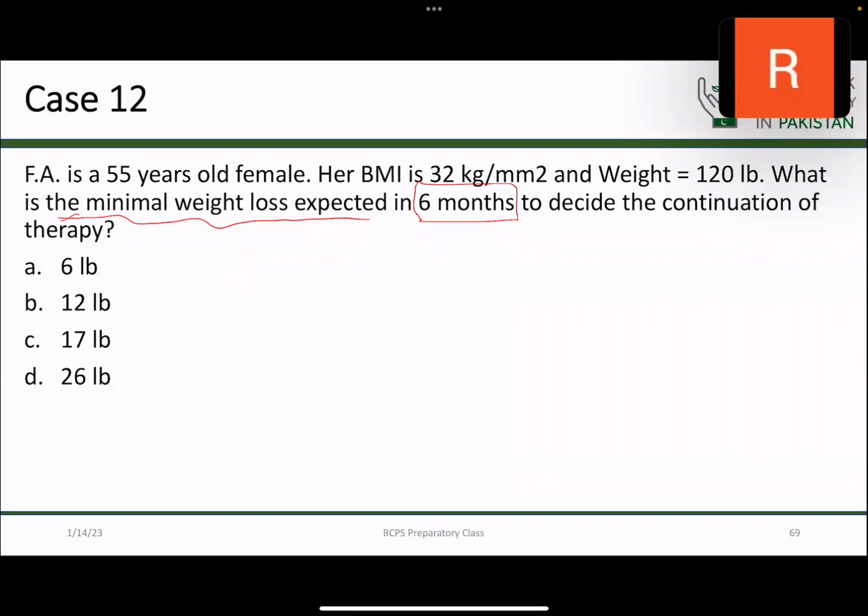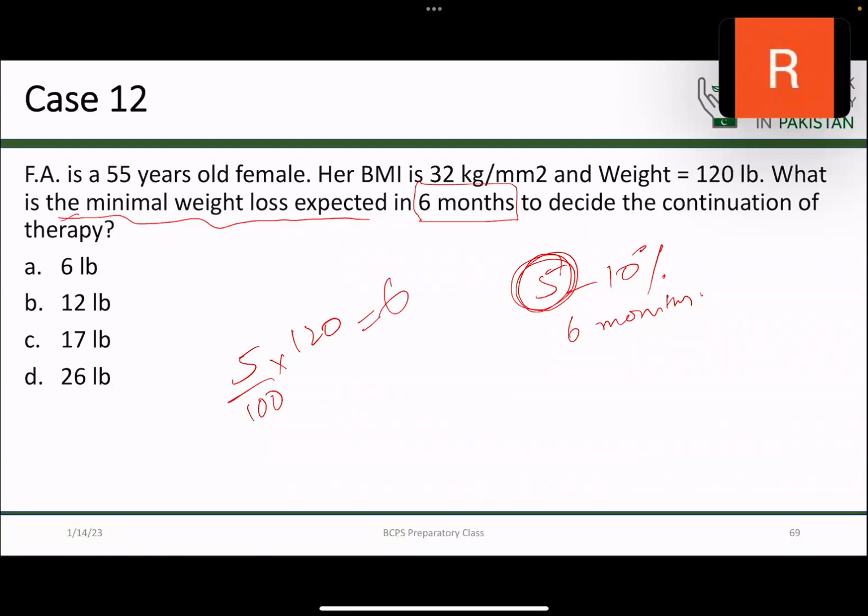So the range is 5 to 10%. You should see a weight loss of 5 to 10% in 6 months. Okay, so this is the range. The minimum is 5%. So you have to see what is 5% of 120. Okay, so what would it be? My math is not good. So that would be 6, right?